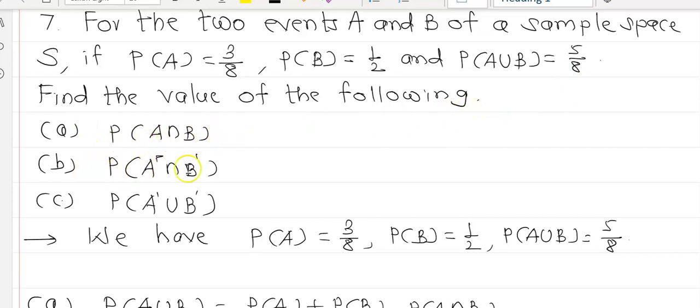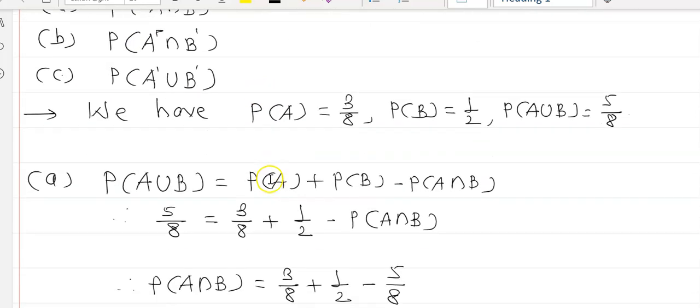Probability of A intersection B, probability of A complement intersection B complement, probability of A complement union B complement. That is, we have given this: probability of A is equal to 3 by 8, probability of B is equal to 1 upon 2, probability of A union B is equal to 5 by 8. Now first we want to find probability of A intersection B.